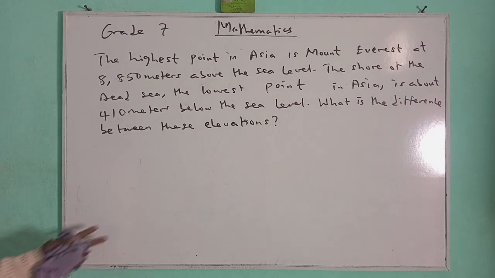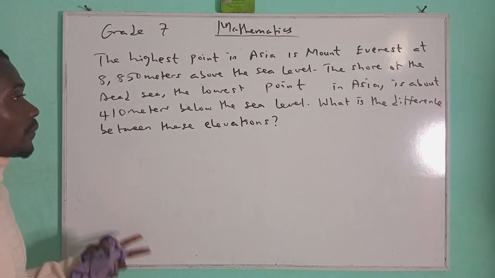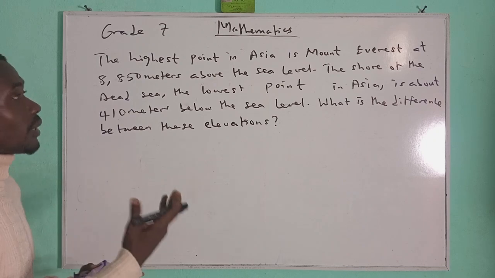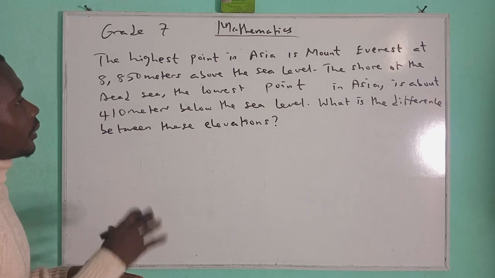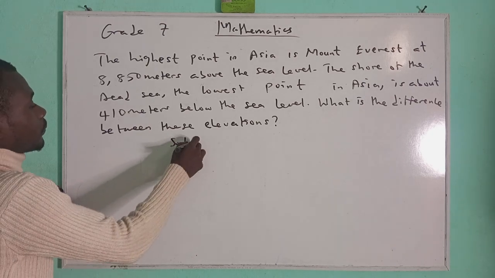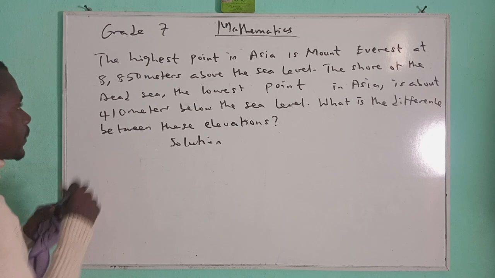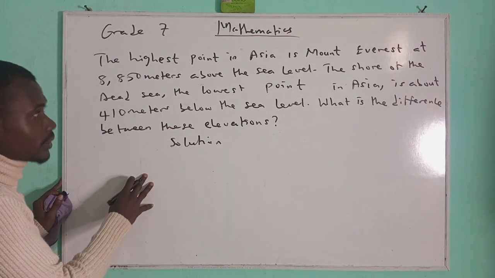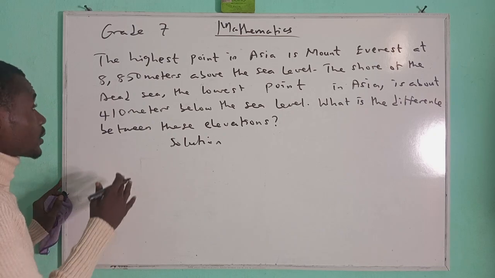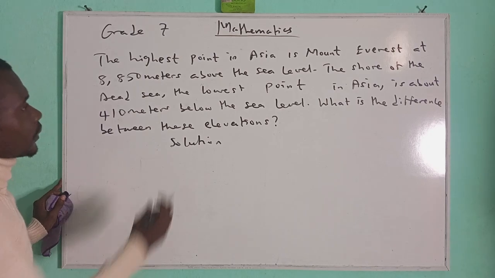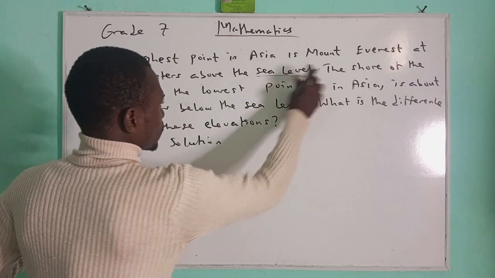Okay, now we are asked to find the difference between the elevation of Mount Everest and that of the Dead Sea in Asia. Now, first of all, the highest point in Asia is Mount Everest, which is 8,850. There is what we call sea level. From the word sea level, I want you to take note of it.